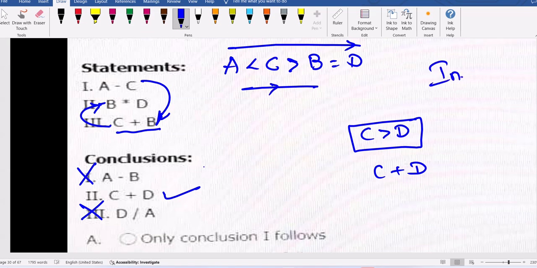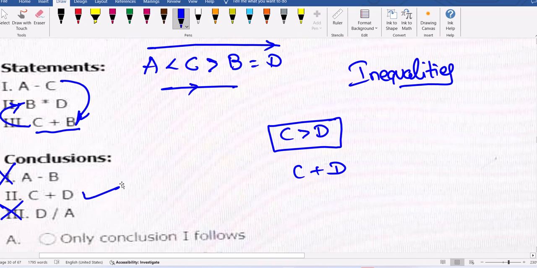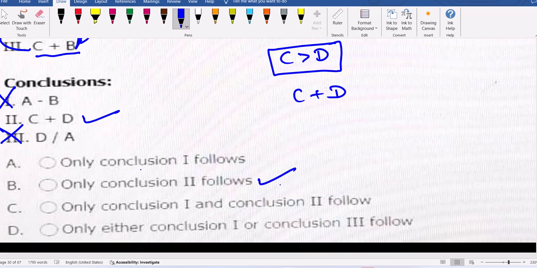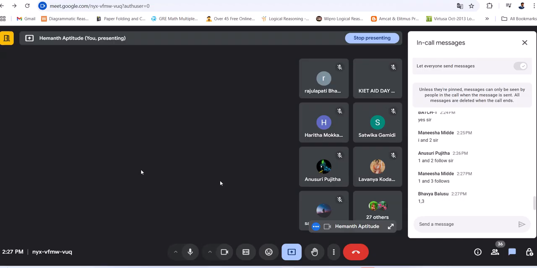This topic is inequalities. You can learn the inequalities topic. I'll share the PDF with you at the end of the day in your group. You can use that and learn if there are any topics you are not good at. Blood relations also, if you are not good, you can go through the video. I'll share it. So only two follow here.